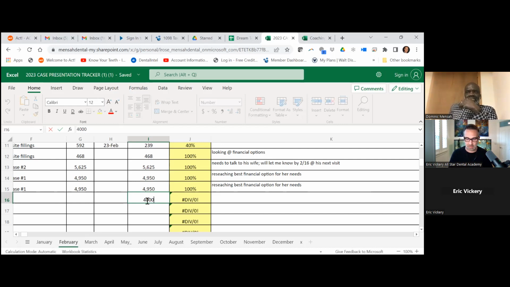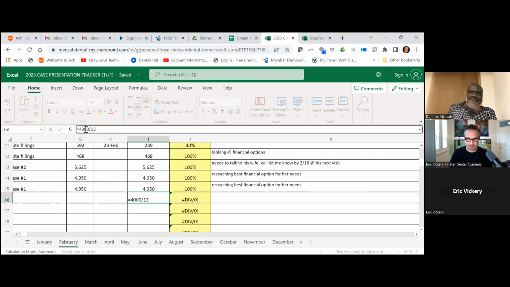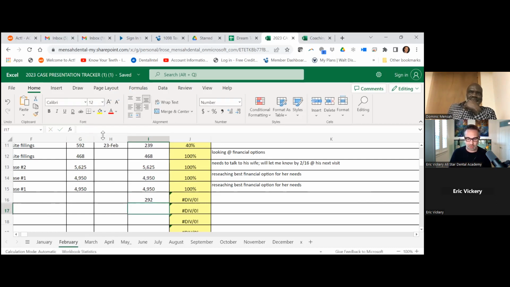And how long are they in ortho for? Year and a half. So we'll go 12 months of payments. Can you afford $333 a month? Okay, all right, put 1,500 down. Now we're at 3,500. Can you afford $292 a month?